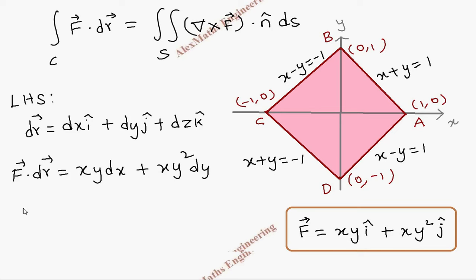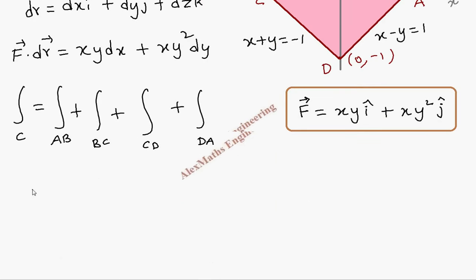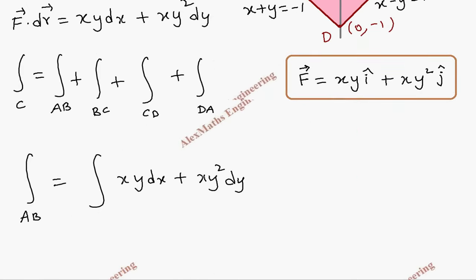Now in the LHS we have the integral over C. It is taken into 4 parts: integral over AB, then BC, then CD and DA. Coming to the first part, AB, the integral over AB is the integral of F dot dr, that is xy dx plus xy squared dy, and its equation is x plus y equal to 1.